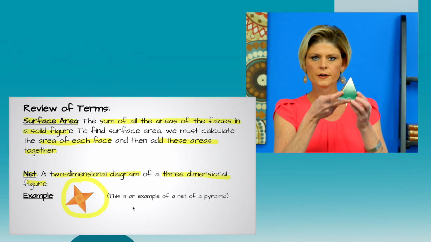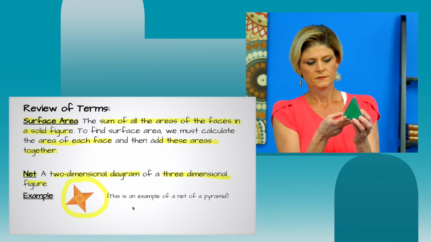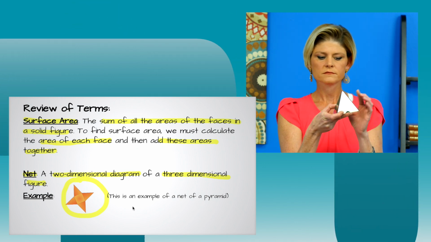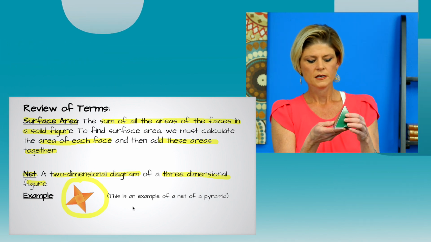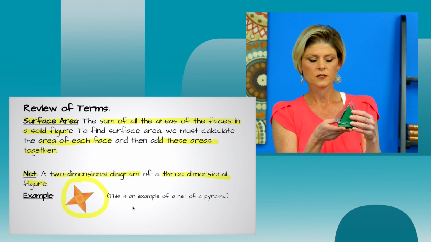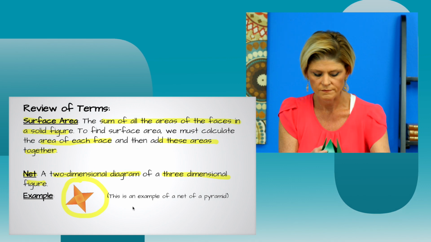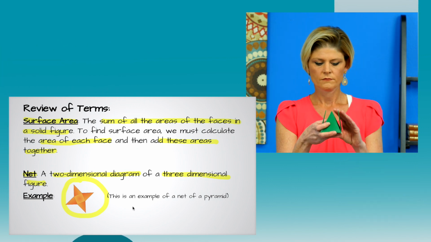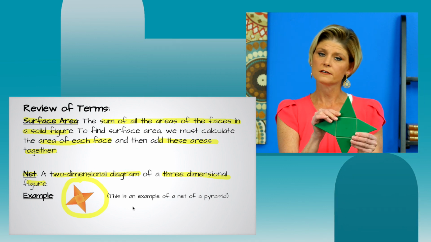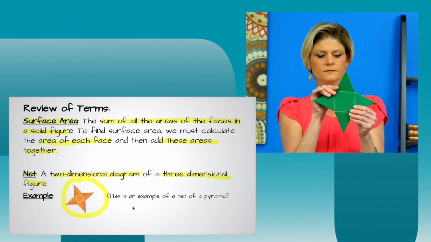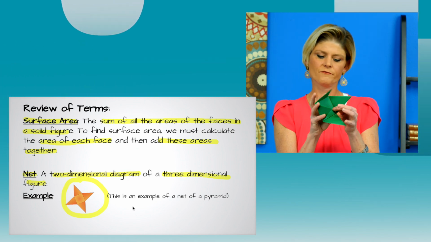So you can see here we have a pyramid. It's got a square base and triangular sides, faces. Okay, now watch closely what happens when I create a net with this pyramid. You open it up, and it becomes a star. And that would be the net of a pyramid. Pretty cool.